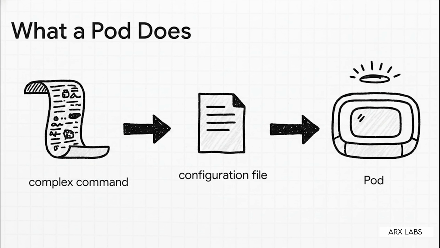So what does a pod actually do? Well, it basically takes what would be a super complex command line instruction and turns it into a simple configuration file. So instead of telling Kubernetes how to run your container step by step, you just describe what you want in that file, and Kubernetes just takes care of the rest. This simple idea is what makes your container an official manageable citizen of the whole cluster.